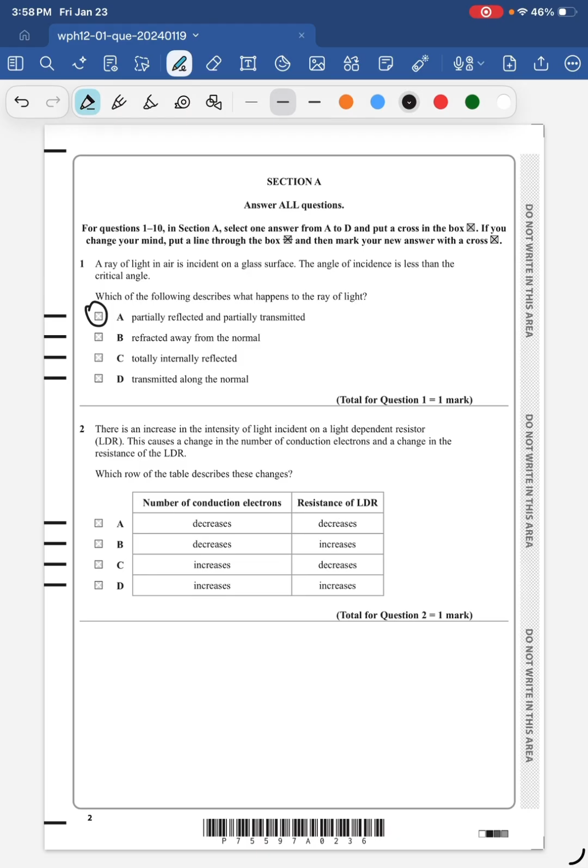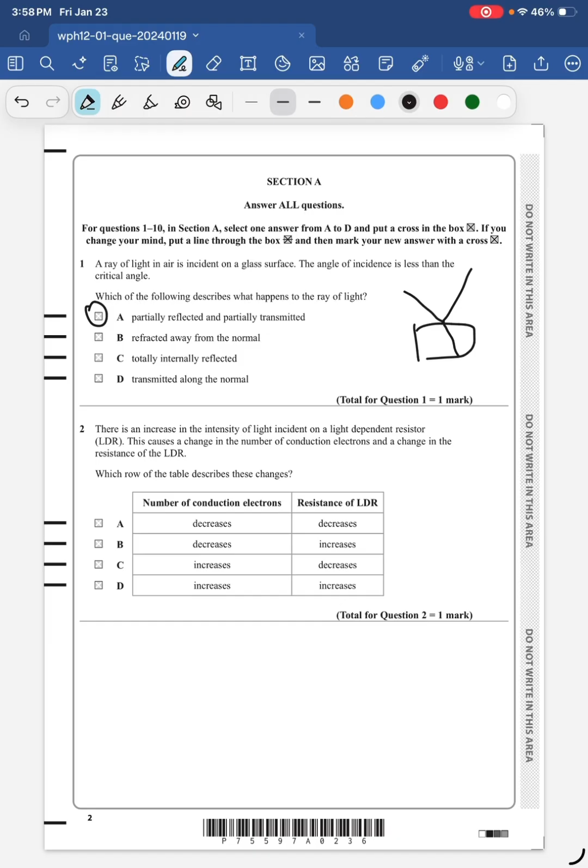Let me see. The ray in air is incident on glass. So this is the glass and this is the air. No, this is what's going to happen, right? So totally internally reflected, no, and transmitted along the normal. No, because it has to be vertical, right? So let's move on to question 2.